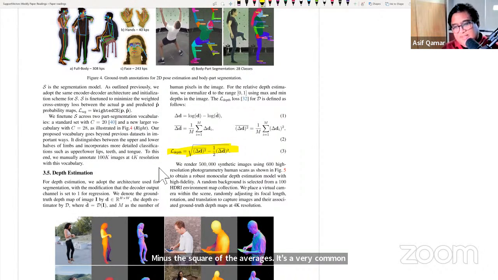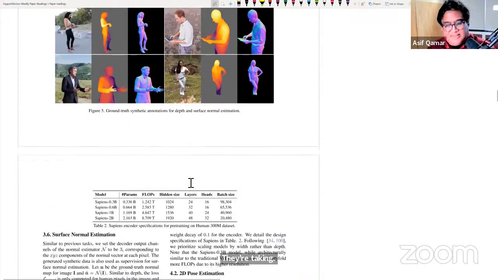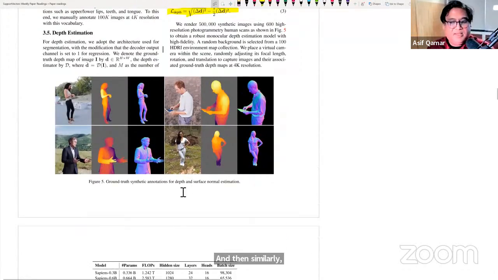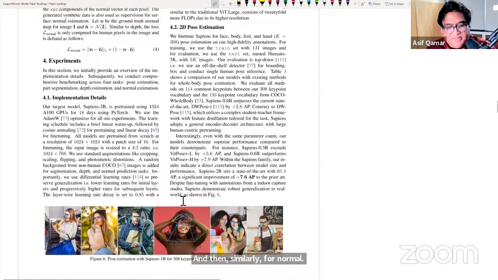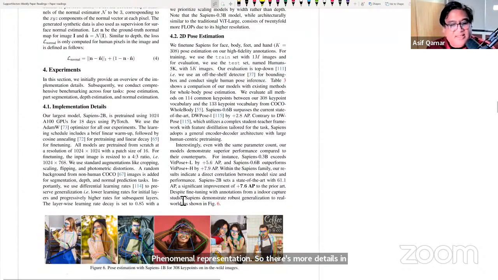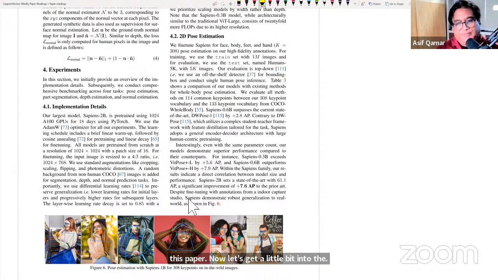estimation loss functions they're taking. And then similarly for normal representation. So there's more details in this paper. Now let's get a little bit into the implementation detail. And there's one sentence that is worth noticing. Yeah, and by the way, this is a typical loss normal. Similar to the loss, it is only computed for human pixels in the image and is defined as this.